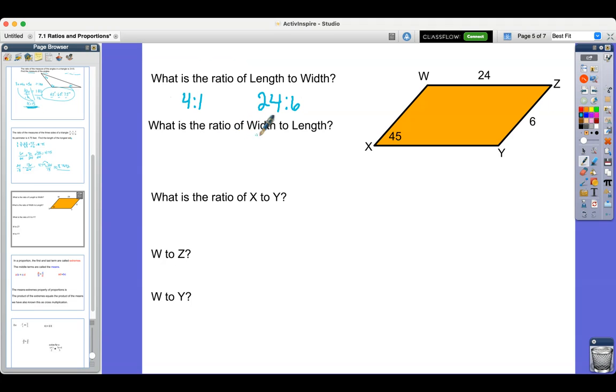Now, what's the ratio of width to length? Find the ratio, 1 to 4. Now, see the difference here? It's all about what they're asking. What are we comparing? This to this, this to this. So that's how you'll write it here.